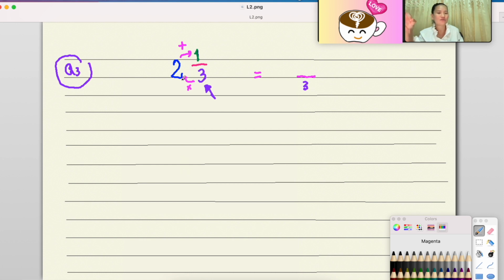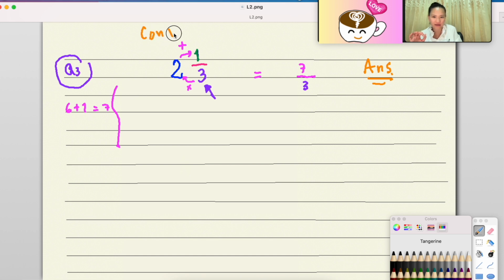Grace, 3 times 2 is 6. Okay, I write down here 6. 6 plus 1 is 7. So your answer is 7 out of 3. Does that make sense? Mm-hmm. Now, I would like to try.